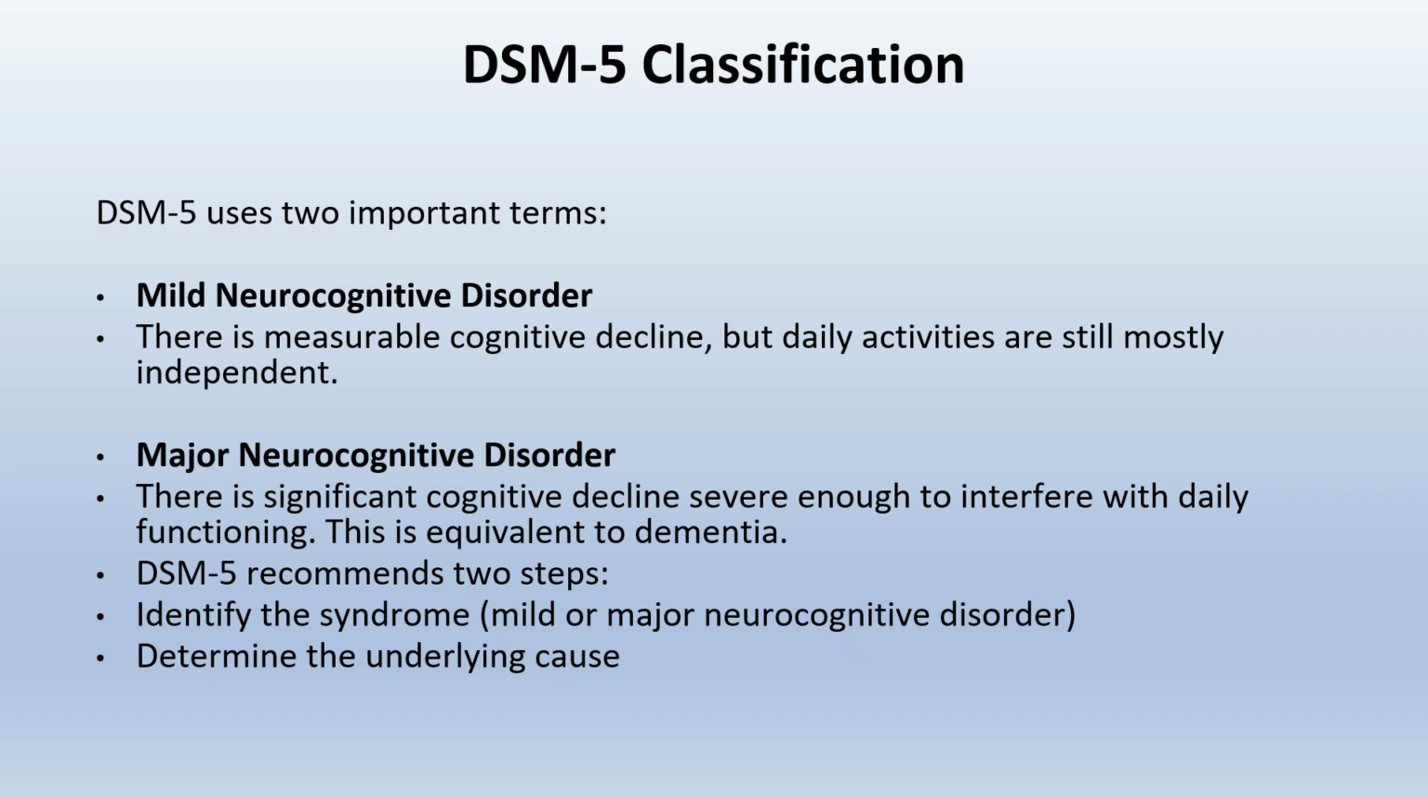DSM-5 classification. DSM-5 uses two important terms. One, mild neurocognitive disorder. This is measurable cognitive decline, but daily activities are still mostly independent. Second one, major neurocognitive disorder. There is significant cognitive decline, severe enough to interfere with the daily functioning. This is equivalent to dementia. DSM-5 recommends two steps. One, identification of the syndrome, mild or major neurocognitive disorder. Two, identifying the underlying cause.